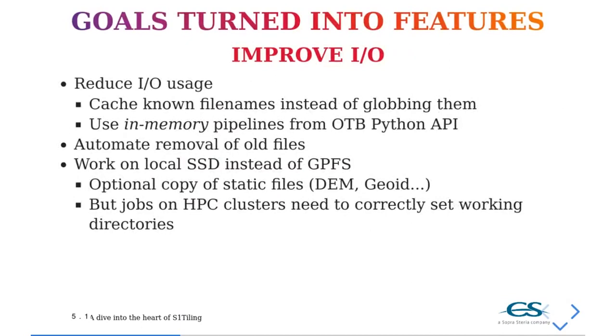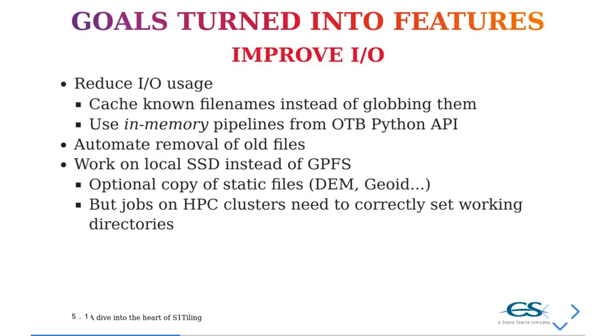So what were the critical points regarding the I/Os? First, we know which files have been produced, so we don't need to scan the disk every time to say, okay, I need to do this again or not. And OTB, through the Python interface, can chain applications and not write files at every step. The chaining of applications can be done in memory. And this was really one of the core features of the new S1Tiling organization.